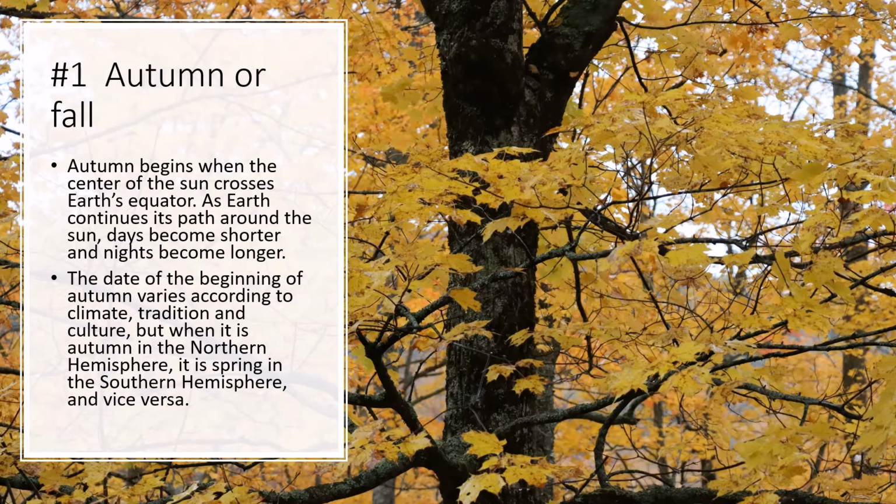Autumn begins when the center of the sun crosses Earth's equator. As Earth continues its path around the sun, days become shorter and nights become longer. The date of the beginning of autumn varies according to climate, tradition and culture, but when it is autumn in the northern hemisphere, it is spring in the southern hemisphere, and vice versa.